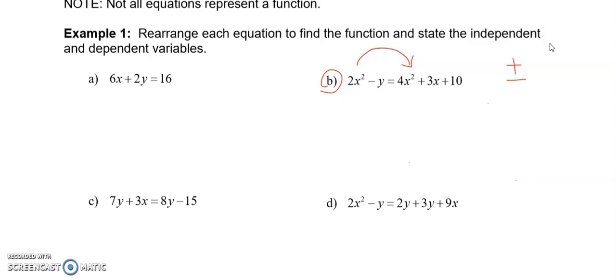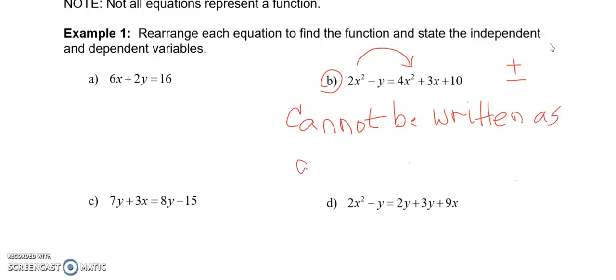So what we say is that this relation cannot be written as a function of y. In other words, you cannot write it with y being the independent variable. All right, so that's what we would say there.